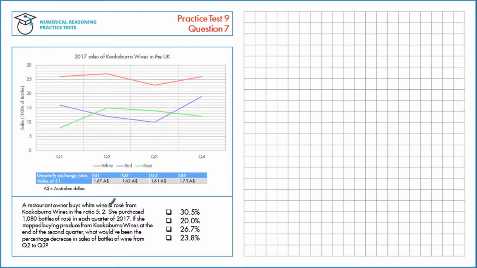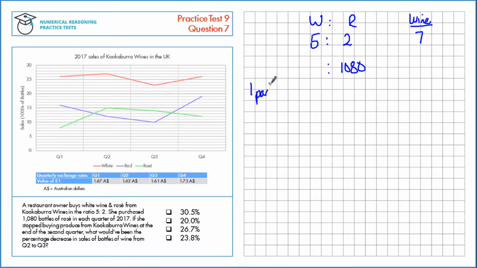First, let's look at the ratio here. That's white wine and rosé in the ratio 5:2. We're told that 1,080 bottles of rosé were made, and we have a total number of parts of 7 parts. That's just the total bottles of wine. We want to know how many bottles of wine are purchased per quarter by her. So first let's take this one and figure out what one share is.